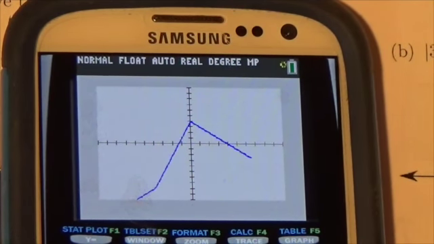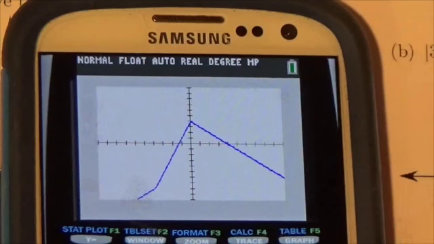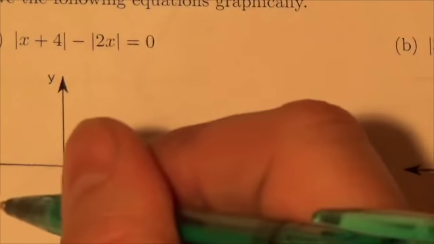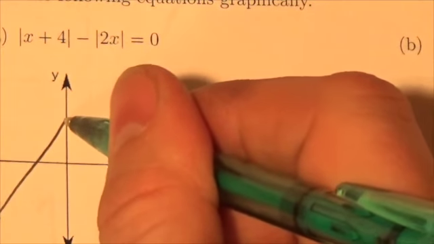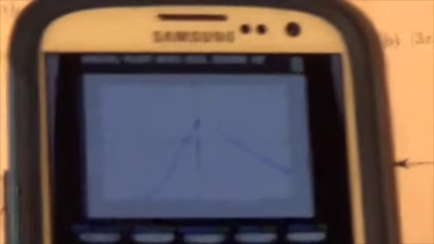Okay, there you go. Now I can see fairly easily one root here, but I can't quite see the other. So I'm going to sketch this really quick. It looks something like this. It comes up, changes angles, goes up, and then comes back down.